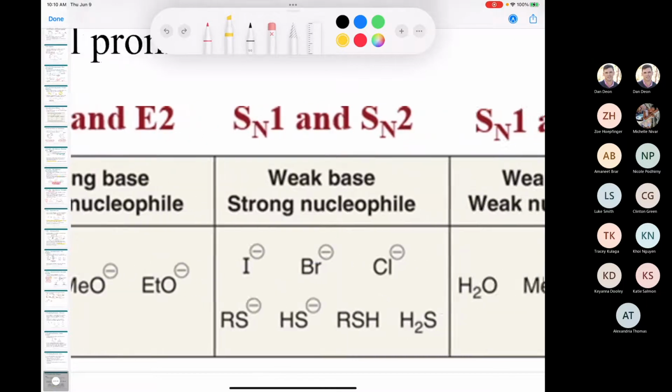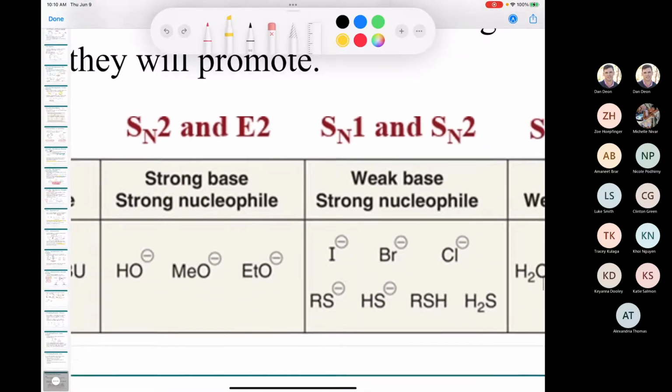Whereas if you look at strong nucleophiles that are weak bases, they either have a negative charge, like all of these, or involve sulfur, which is very polarizable. That makes them all good or strong nucleophiles, but they're weak bases. Why? Because they're the conjugate bases of strong acids, right? HI, HBr, HCl, ethyl thiol, dihydrogen sulfide. These are all stronger acids, and so these are all good nucleophiles.